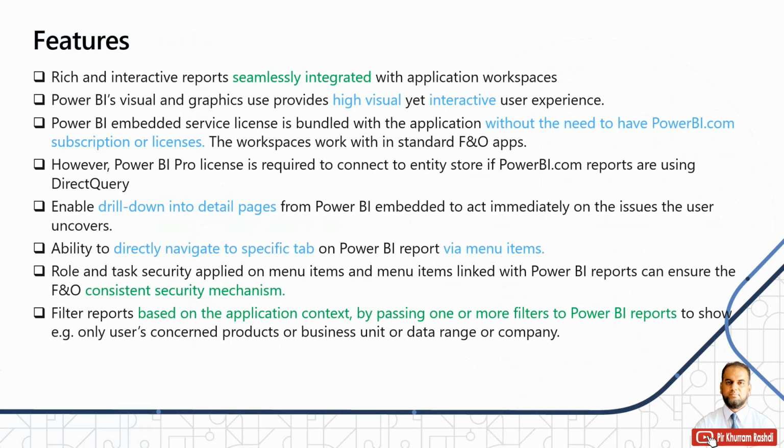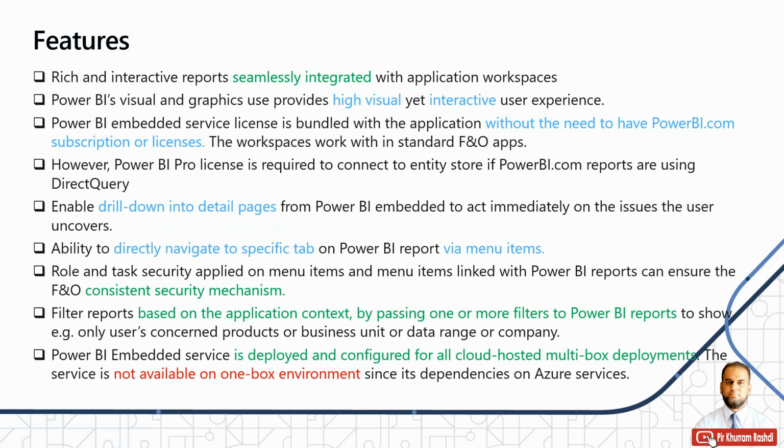Then also, based on the application context, like if you are within one company, Power BI embedded supports filtering based on the user context or wherever you are. For example, you can pass the specific products which the user is interested to see, or a business unit, or a specific date range, or the company where the user is authorized. So this context, or filters, can be easily passed to the Power BI embedded reports.